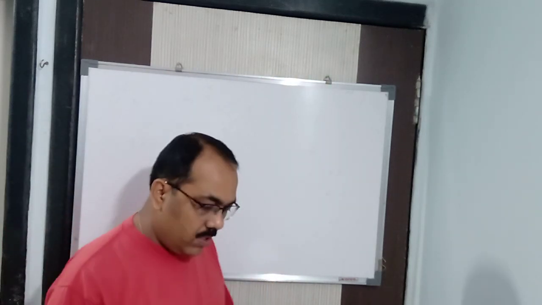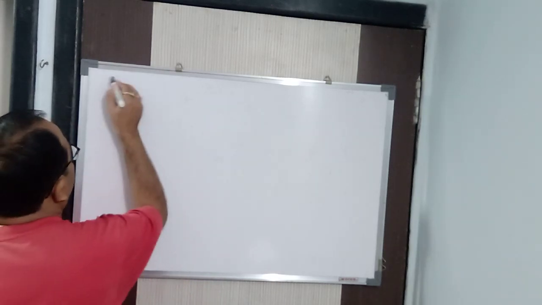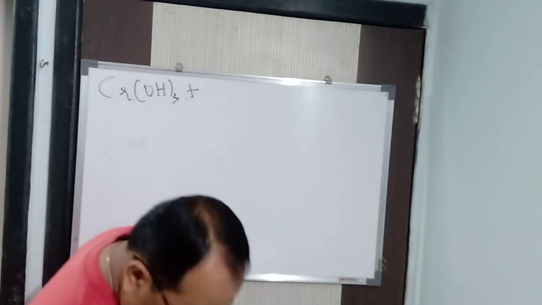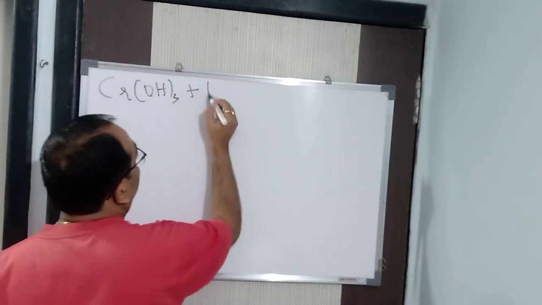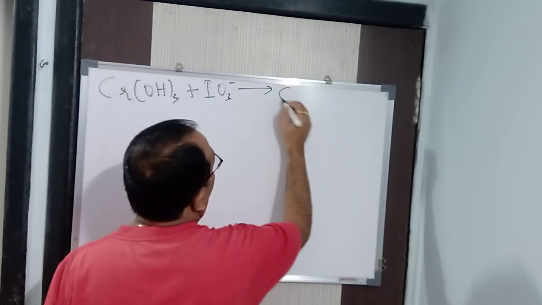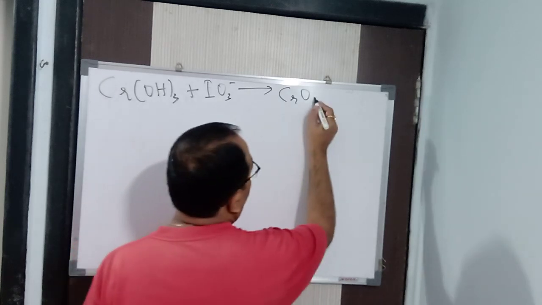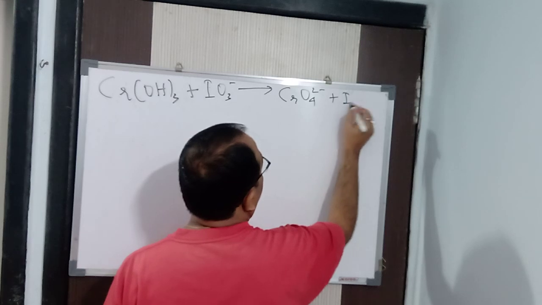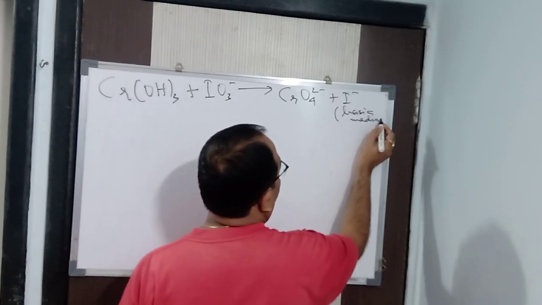Let us say I am taking here Cr(OH) whole thrice plus IO3 minus gives CrO4 2 minus plus I minus. This is basic medium.